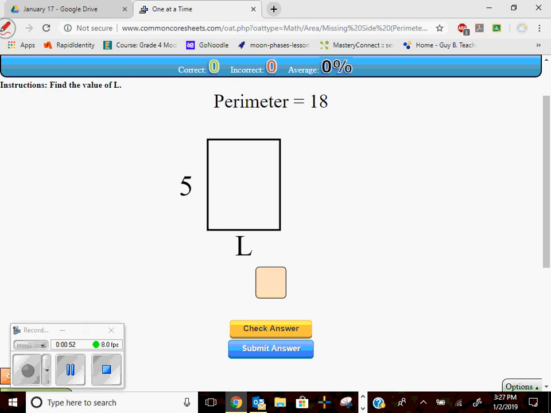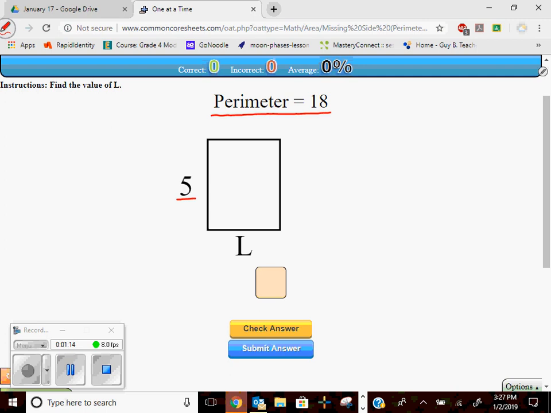But in this case, the perimeter has already been given to us. We know that the perimeter is 18. So we know what our P is. We also know what one of our sides is. We know that that side is 5. Now, it may look like you know nothing else, but you actually do.